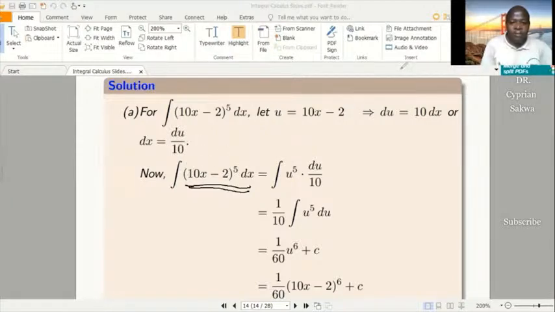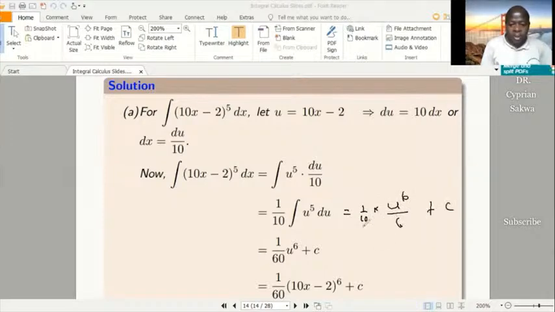You come back to your question, which is here. And instead of this, write u raised to 5. Instead of dx, write du out of 10. Then take the constant after the integral sign, 1 out of 10, integral of u raised to 5 du. Integrate u raised to 5 by adding 1 to the power and dividing by the new power. In fact, it will be 1 out of 10 times u raised to 6 divided by 6, then plus the constant of integration.